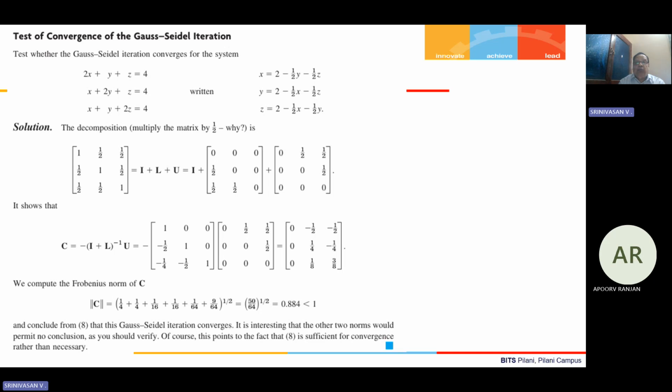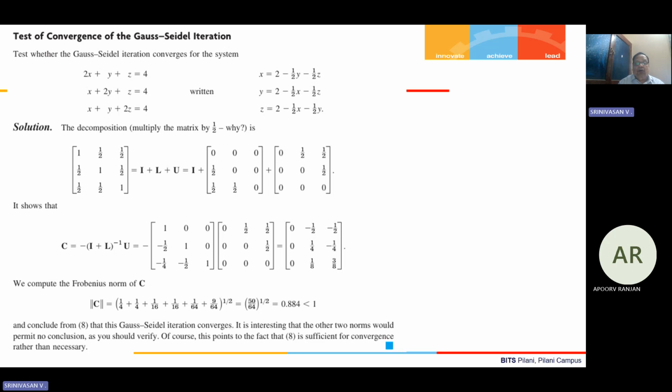Of course, this points to the fact that this condition, as given in the book from where it is pasted, is sufficient for convergence rather than necessary. It is enough. So what are the other two norms? Norm C suffix 1 is the maximum of column sums, isn't it? I get the maximum of, you can check.